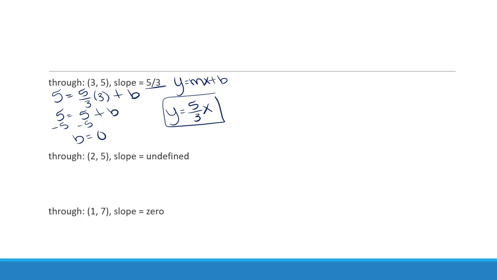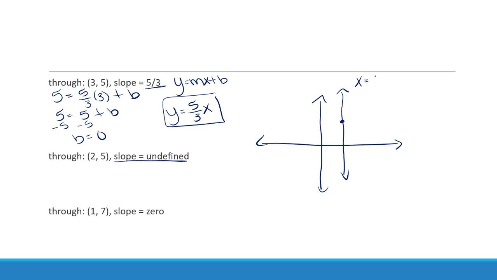Now this one says your slope is undefined. So this is where you really have to know the shapes of your graphs. So remember, an undefined slope is a vertical line. So let's graph our point here. Let's say 2, 5 is going to be right here. A vertical line through that point is going to look something like this. So remember, an undefined slope is going to have a value of just x equals some number. So what does x equal in this case? X is equal to 2. So that's my equation of a line.